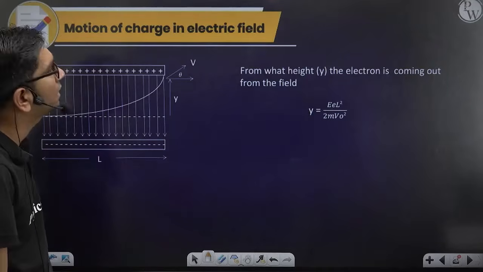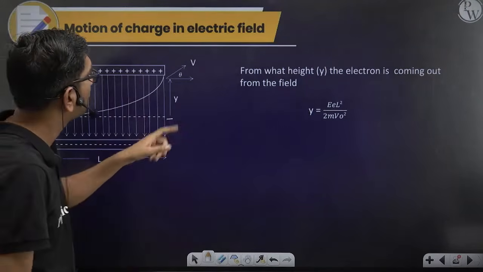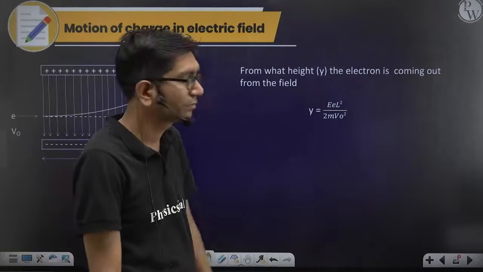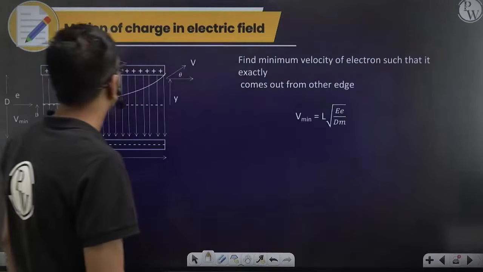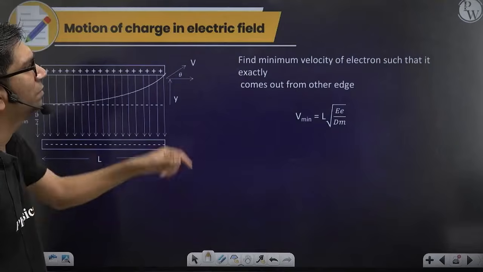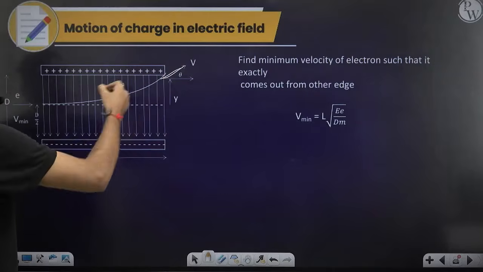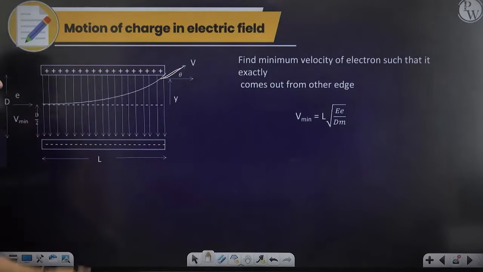motion of charge in electric field. Same. With what height? Y value. So this is a y value, beta. Okay. Chalo. So next, what here? Find minimum velocity of electron such that it exactly comes out from the other edge. Exactly. Okay. So this is a condition he has given.